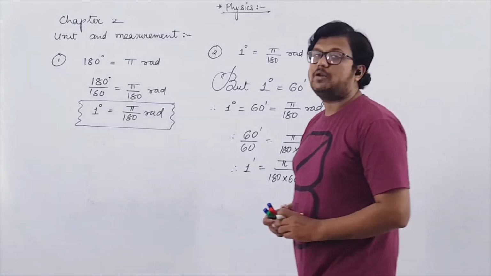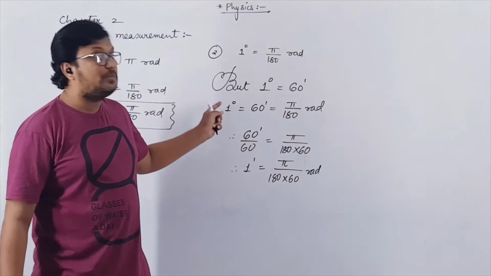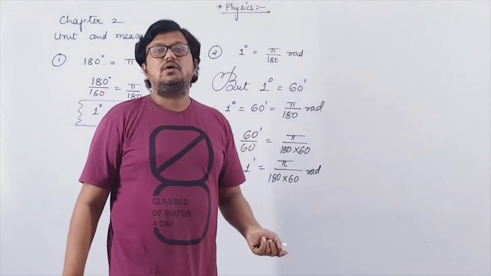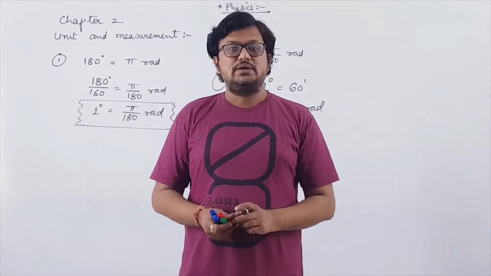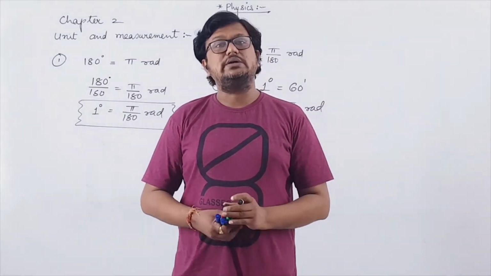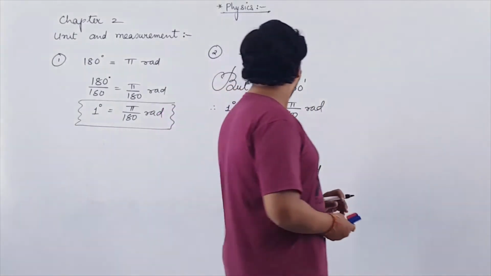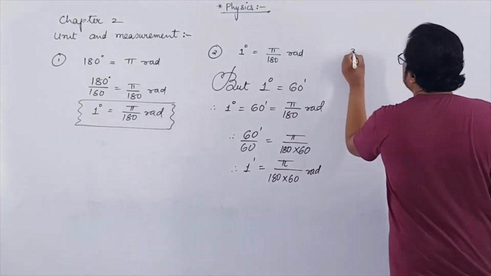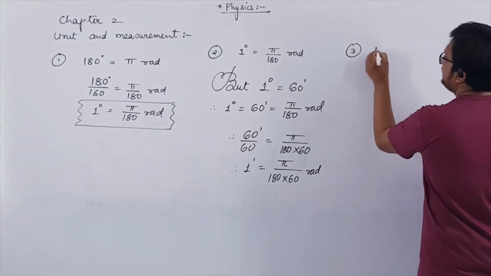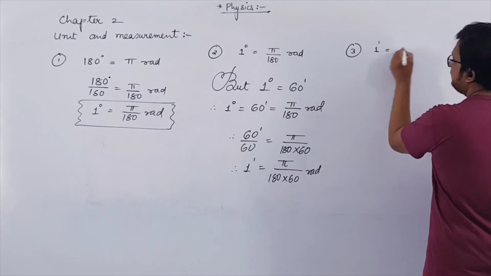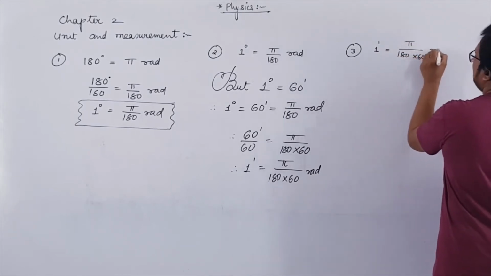Remember, you have to prepare all these things, because while solving examples, you will have to convert degree into radian or minute into radian. It will be necessary for us to convert degree into radian. So you should know this concept, right? You should prepare this. Now the third one is for second. 1 minute is given as pi by 180 into 60 radian.